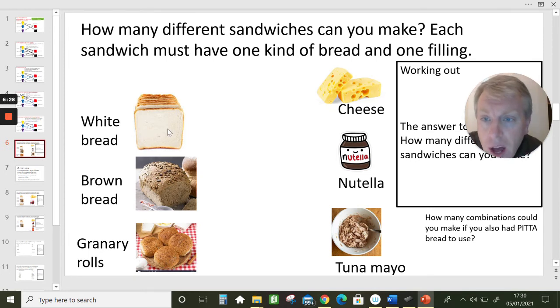Well, look, how many kinds of bread have we got? We've got white bread, brown bread, granary rolls. So the customers can choose white bread. What could they put in their white bread? Do you want to stop the video now and have a go? Imagine drawing it. Maybe you could get a piece of paper and draw it. Give it a go.